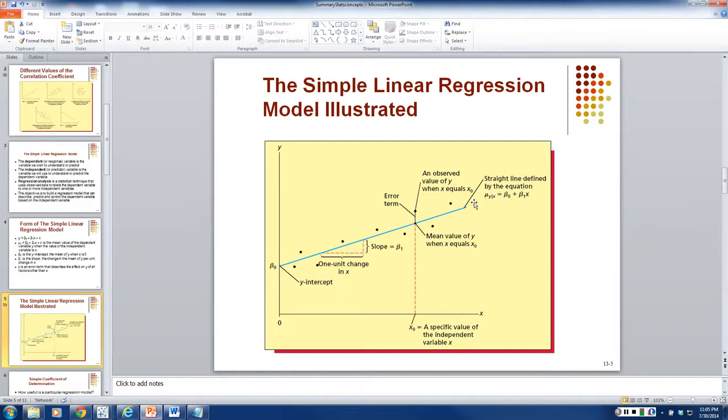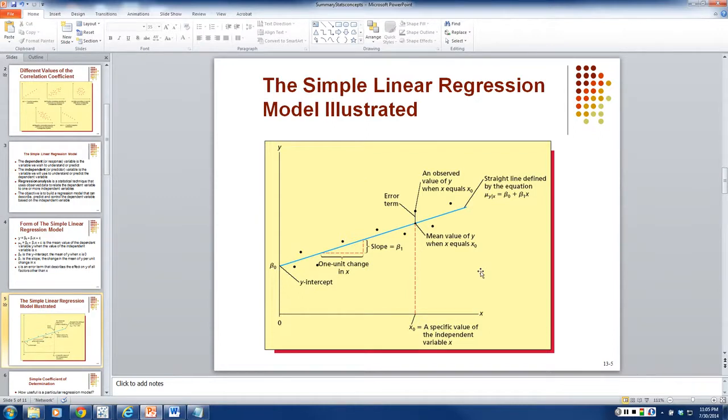So here is a simple linear regression. We need to understand the two terms, simple and linear. Linear means the line is straight. It's not necessary that the line will be straight all the time. The line could be curved, or it could be different kinds of curves. But here we assume that the line is linear.